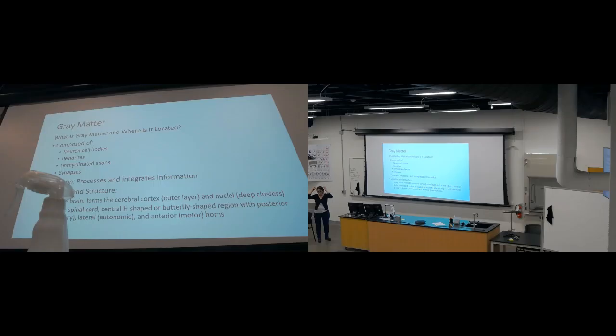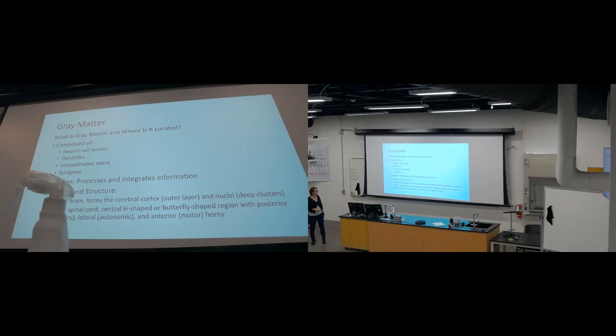Location of gray matter in the brain: it is located in the outer surface of our brain, which is called the cerebral cortex. Just underneath our bones, we have the gray matter. And then deep in the brain, we have nuclei that have collections of neurons. And in the spinal cord, the gray matter is located in the central area of the spinal cord in an arrangement that looks like an H shape or like a butterfly with wings open.